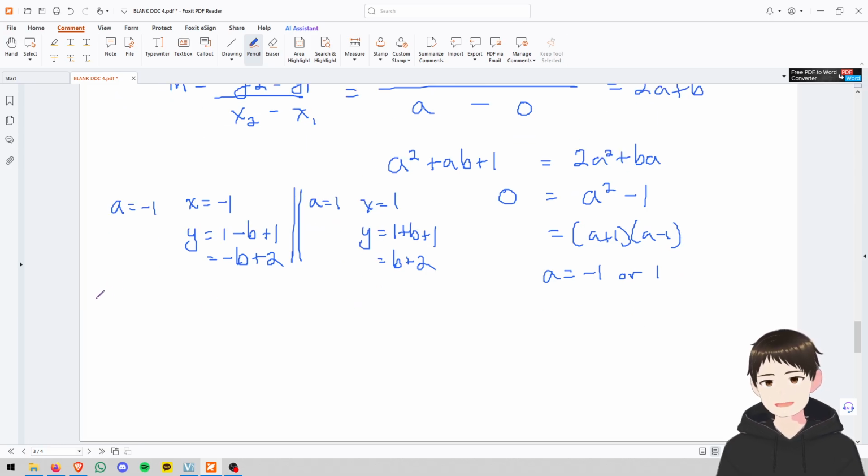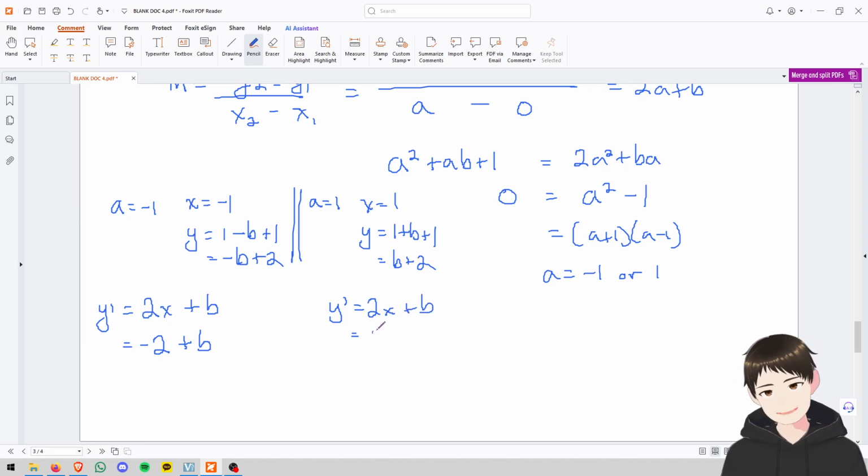So what is a slope? Remember, slope, or rather y prime, is 2x plus b. If x equals negative 1, that's my slope. If x equals 1, then I have 2 plus b. These two values have to be perpendicular to each other.